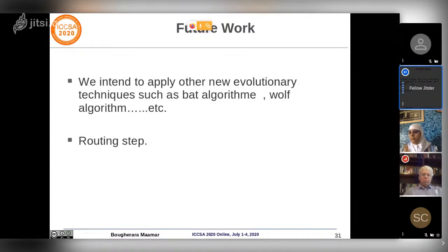For future work, we intend to apply other new evolutionary algorithms or techniques such as the BAT algorithm, Wolf algorithm, etc. And we also intend to tackle the routing step.